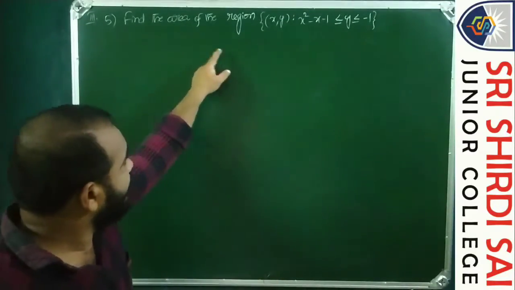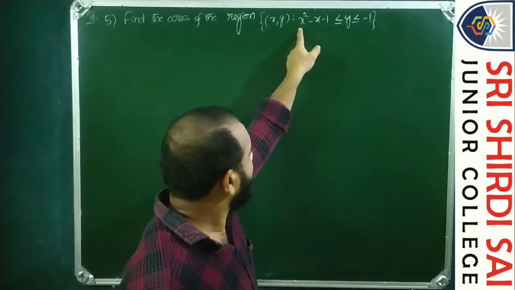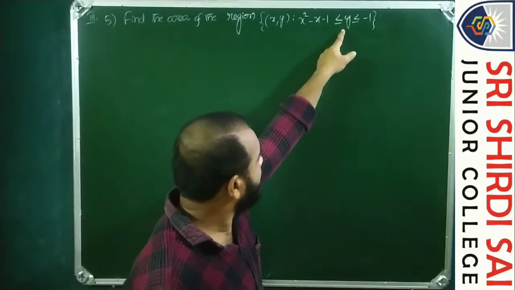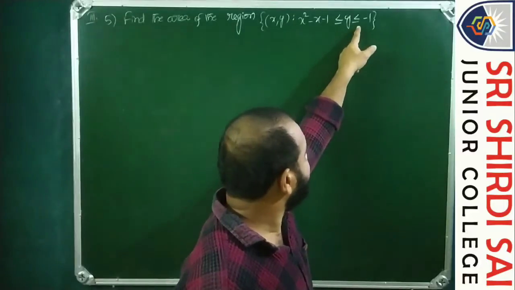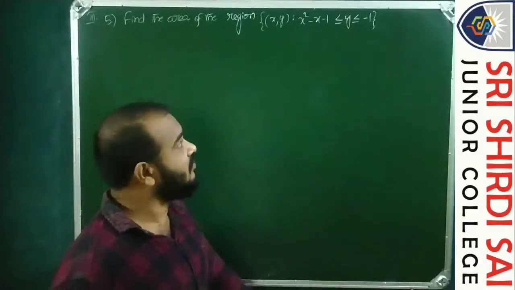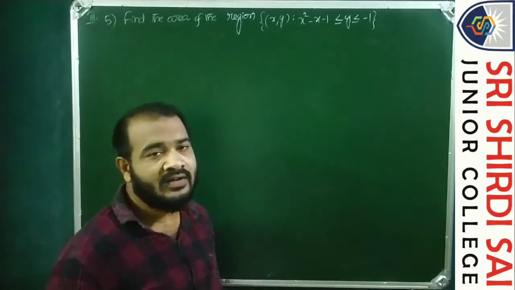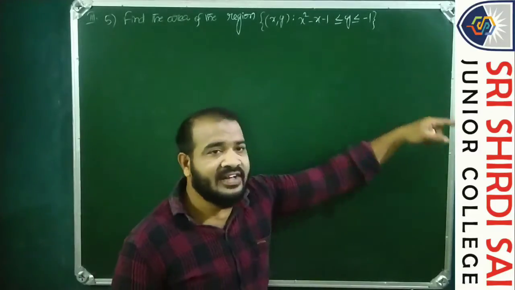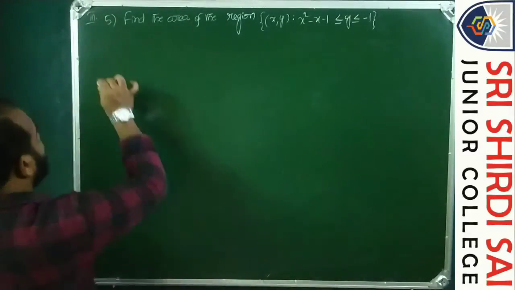Find the area of the region xy such that x square minus x minus 1 is less than or equal to y, which is less than or equal to minus 1. So this is an inequality. So far we have done the equality problems. This is inequality. So how do we do this? Solution.